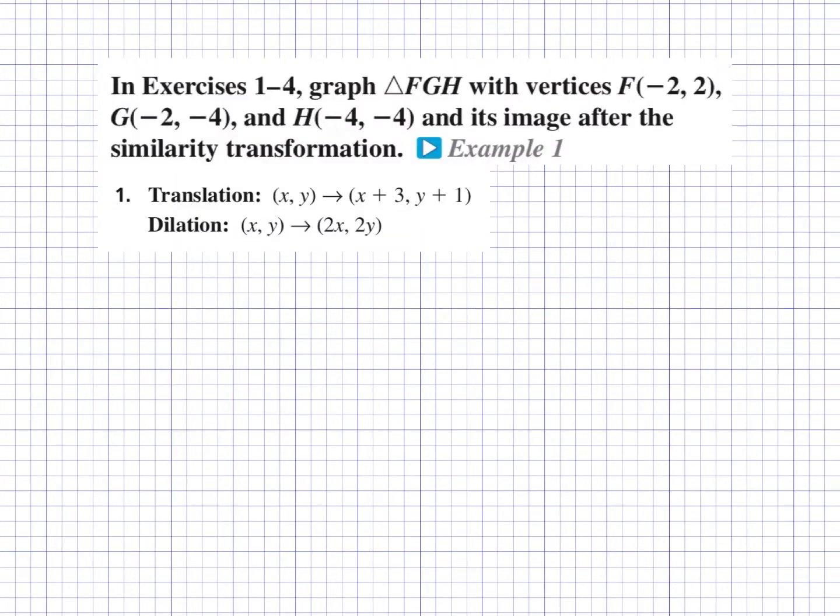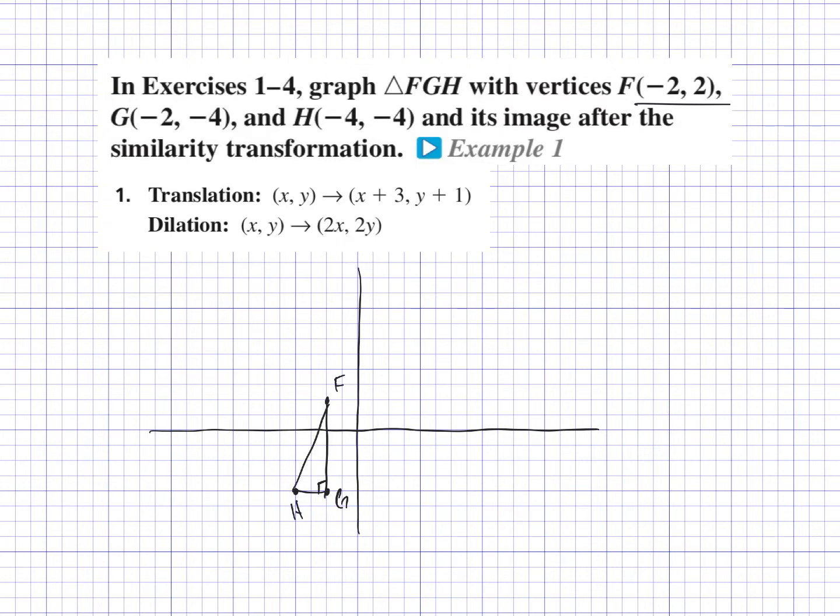All right, so we're going to graph these. Let's go ahead and draw a nice graph. Start off with simple stuff, just like a review. Let's graph the original first. F is at negative 2, 2. G is at negative 2, negative 4. And H is at negative 4, negative 4. So F, G, and H. So we'll do the main one in black. All right, it's a right triangle.